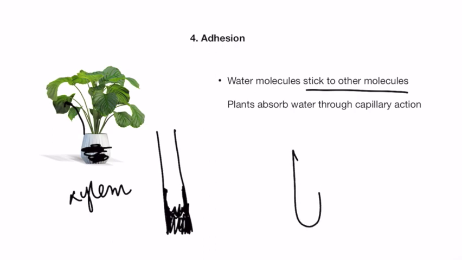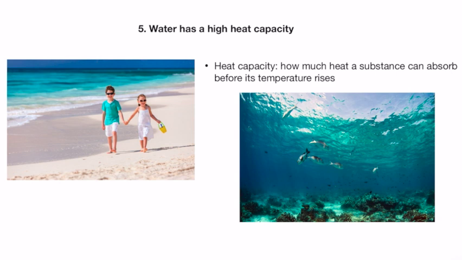If we are in the lab and we are using a test tube, and when we put water in a test tube, we will notice that towards the edges, water will be slightly raised up. This is called the meniscus, and this also occurs because of adhesion. Those water molecules are attracted to the side of the test tubes, and so they kind of climb up on the sides. Water has a high heat capacity.